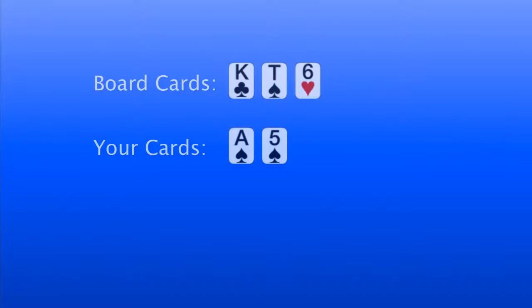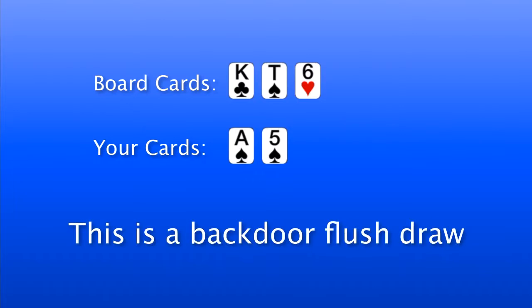Sometimes here you'll also see the word backdoor, such as a backdoor flush draw. A backdoor draw requires 2 more cards to complete it. For example, if you held 2 spades in your hand and the flop had 1 spade on it, you would have a backdoor flush draw, meaning you need 2 more spades on the turn and river to complete your flush. Backdoor draws aren't worth a lot, but they do hit occasionally.